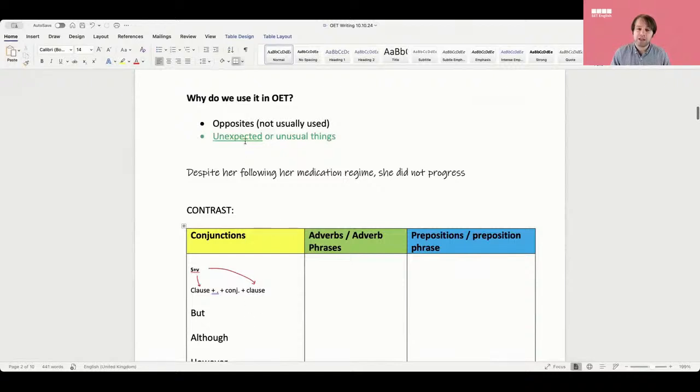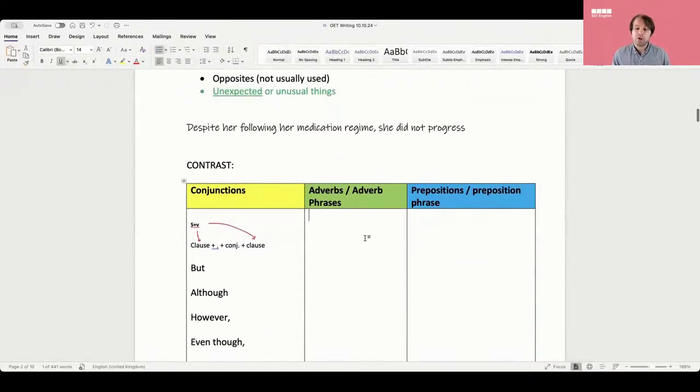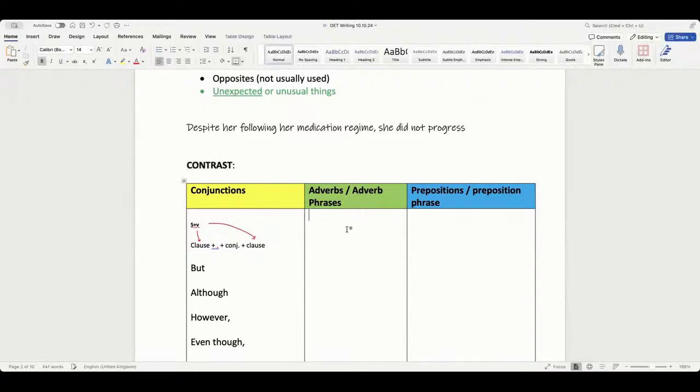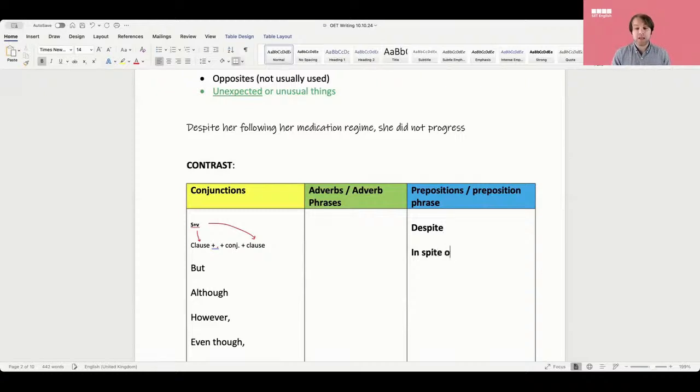So, talking about unexpected things. But we should also talk about adverbs. Rima, Munit, do you know any contrasting adverbs? Despite, in spite of. Is despite an adverb? Sorry, it's a preposition. Okay. Despite, in spite of. These are prepositions or preposition phrases.